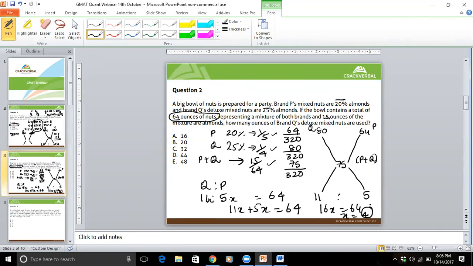And the question is asking me how many ounces of brand Q's deluxe mixed nuts are used. Brand Q is given by 11x parts of my ratio. So 11 into 4 gives me the answer, option D, 44.